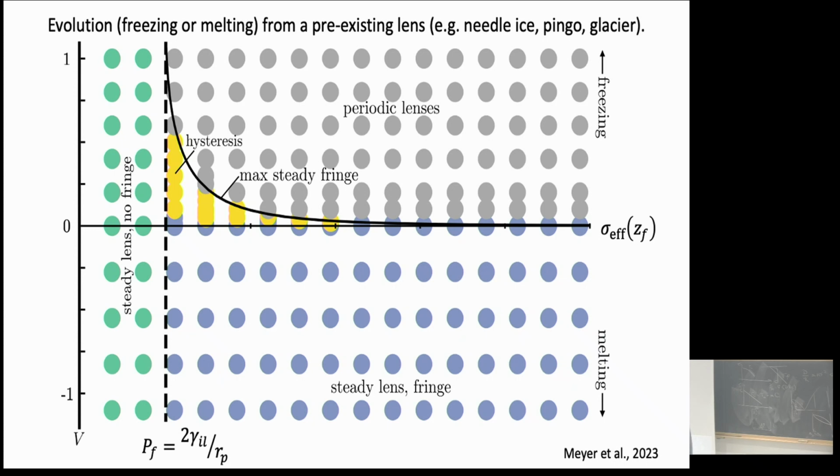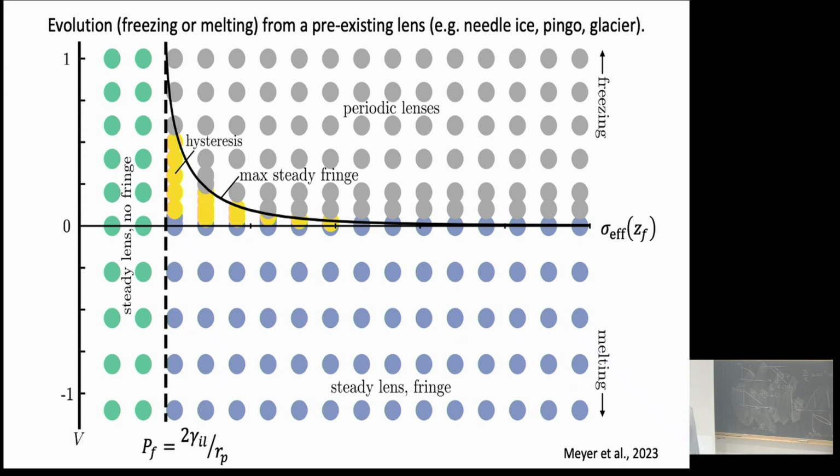Also, we can have different conditions in which we can develop other regime diagrams, and this was for a case of the evolution of a system in which there is a pre-existing lens. We could think about that as being needle ice. Some people would like to make that a pingo, and today I'm going to talk a little bit more about if that existing ice is a glacier. So we have a mass of ice, it could be kilometers thick, sitting on the ground. And what happens?